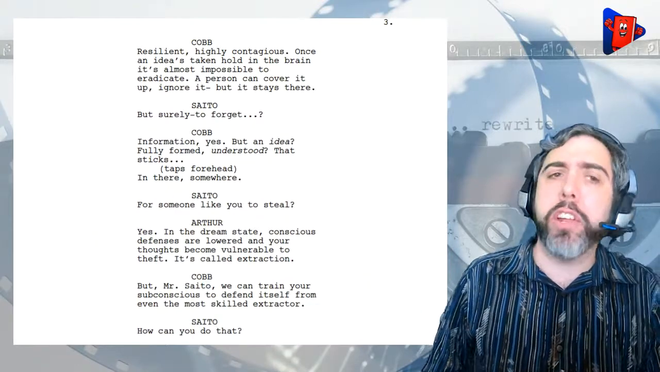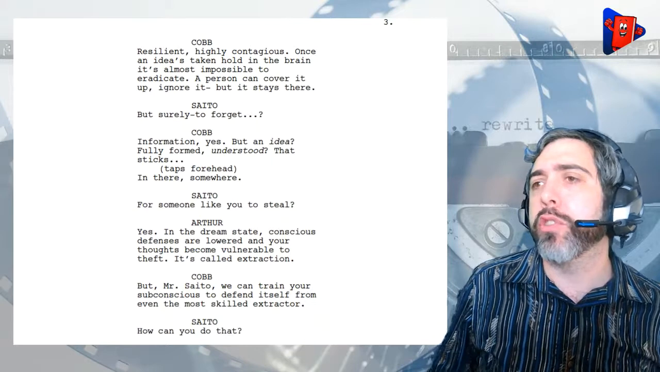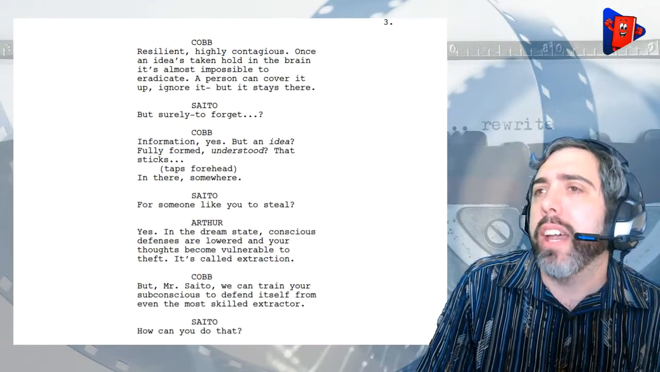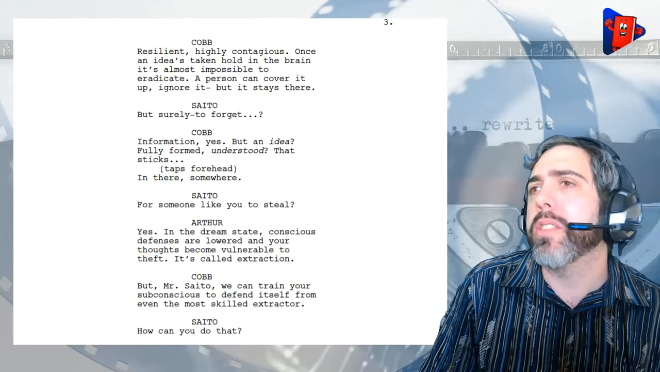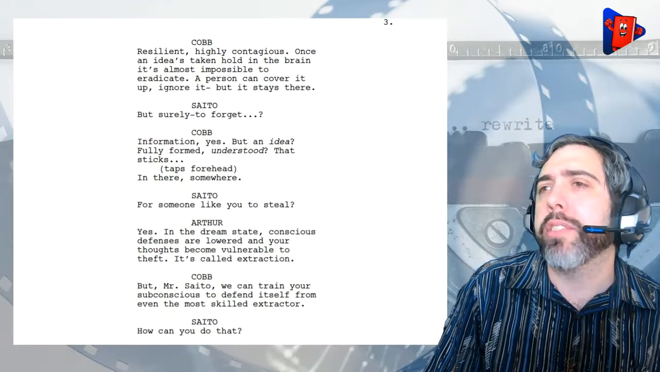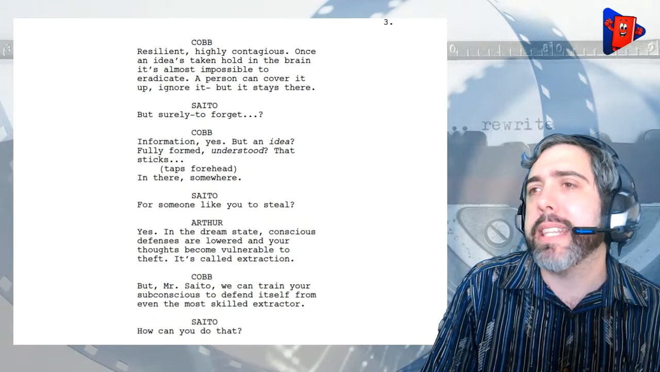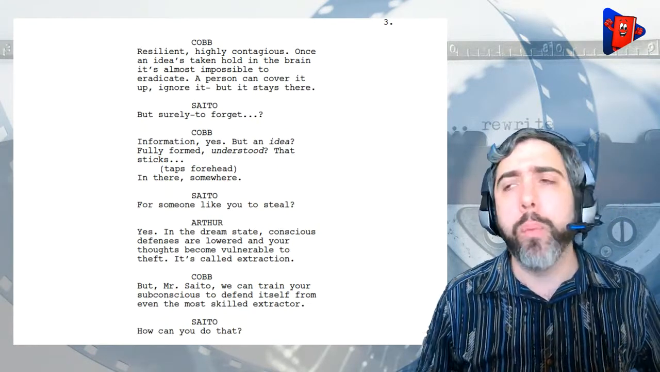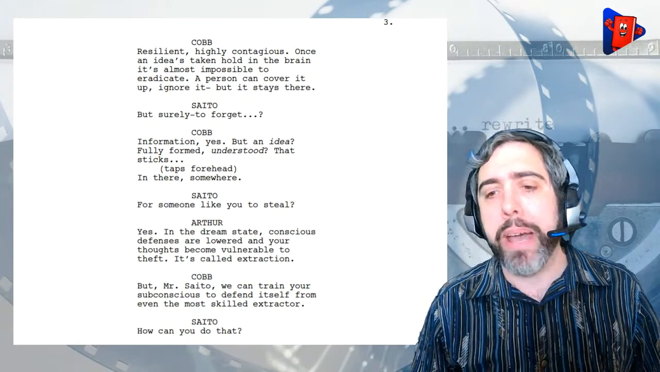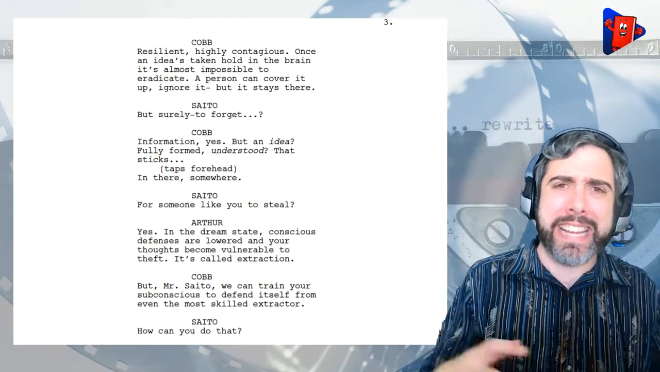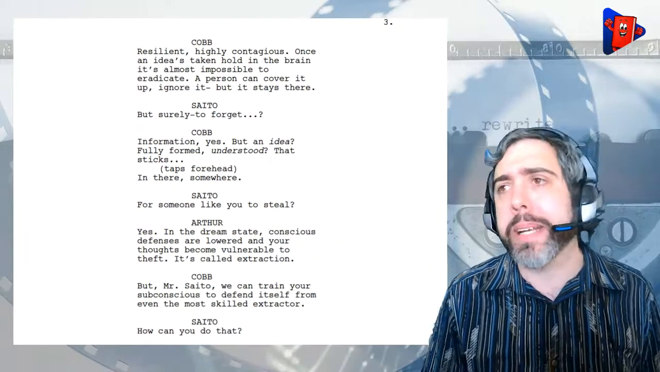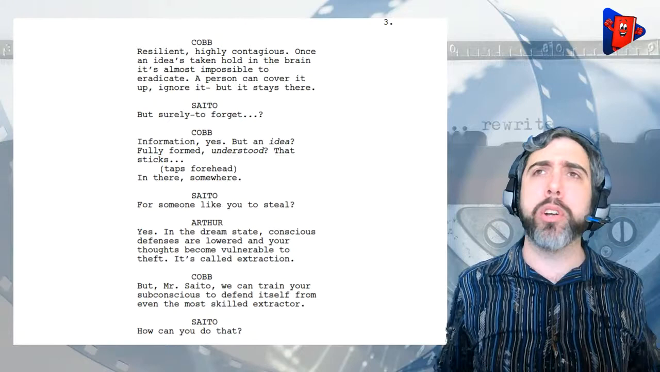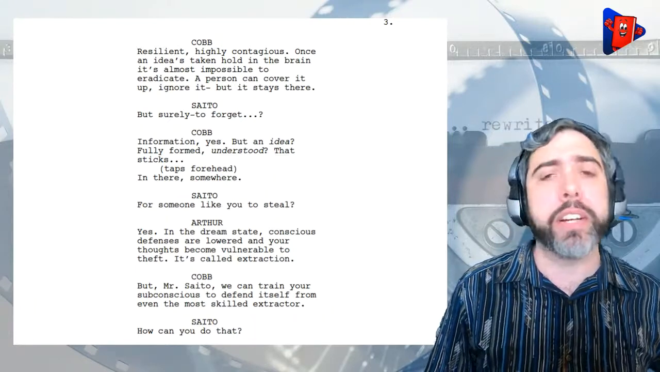So we have a little bit of an explanation of the dream state here. Cobb is talking about an idea taking hold in the brain. "It's almost impossible to eradicate. A person can cover it up, ignore it, but it stays there." And so this is really what the theme of this movie is going to be about. It's about the things that can get into our head, that can take over, create their own reality, make us question our own reality. So getting it up early, a thematic statement, very, very smart.